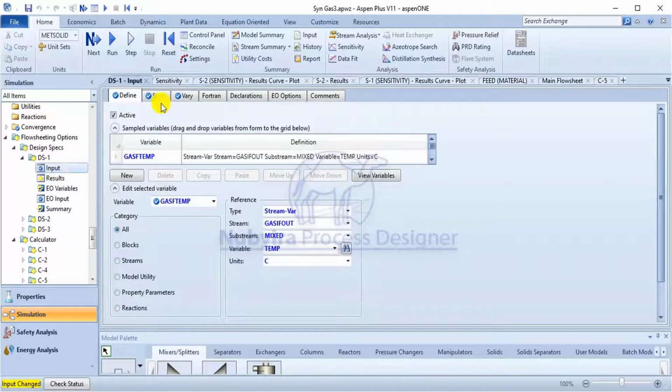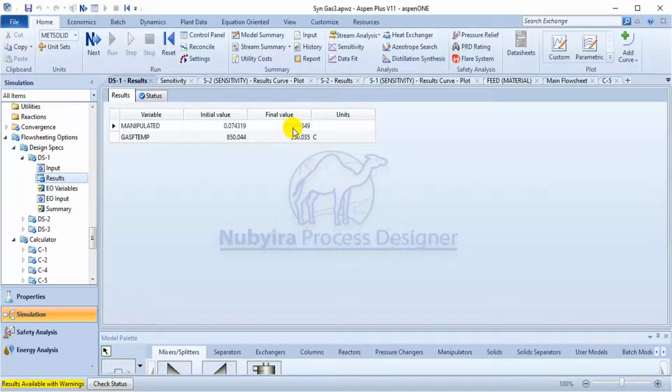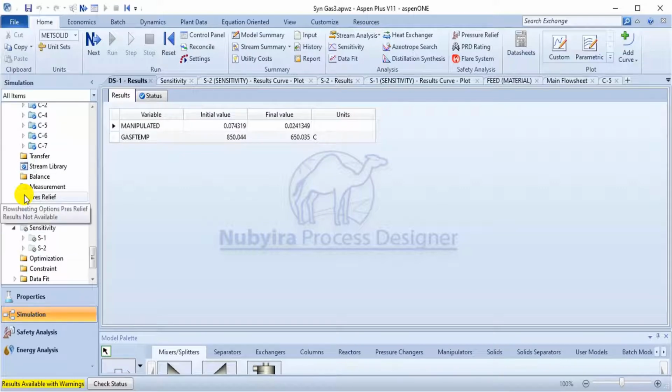So this one is going to be 650. I'm going to specify 650 and run the process to get the temperature that I'm looking for. So it has given me a result. I'm getting 0.024. Let me write that down. 650 is 0.0241349. So check, check.